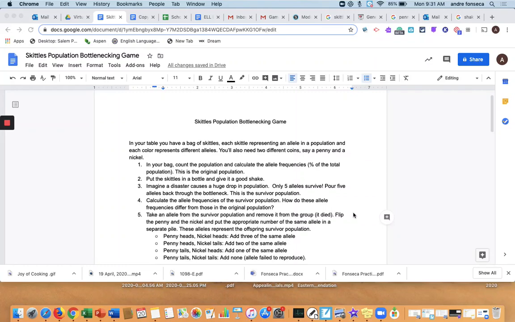Let's talk about clear and chunked directions. In front of you, you have an example of a science game, specifically looking at genetics, called the Skittles Population Bottlenecking Game. And this is straight from Engage New York.